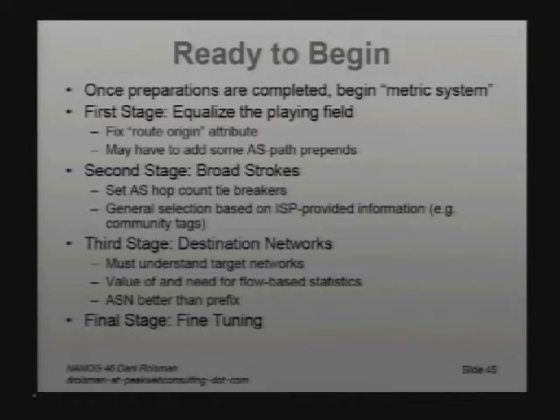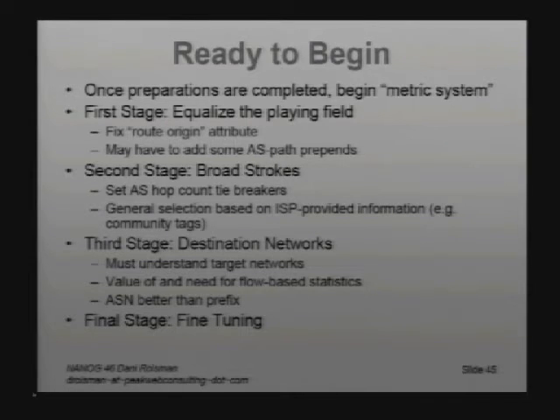So using some communities, you may want to say, I prefer sending these peer routes to this ISP, these customer routes to that ISP. The third stage of metric system is, if you still need additional balancing, you may have to set some specific targets based on the destination network, 2-3 hops away. You're going to have to understand those target networks.